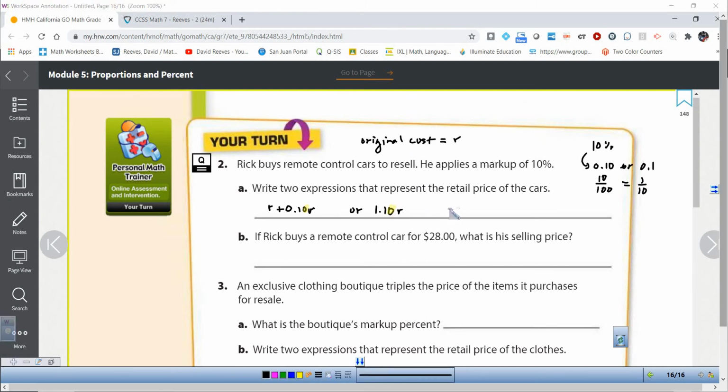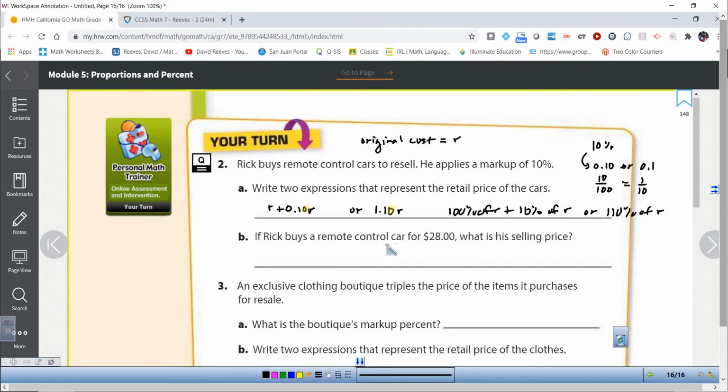And what this means is 100% of R plus 10% of R. That's what we're doing, right? 100% of R plus 10% of R, or 110% of R. That's what those expressions mean.